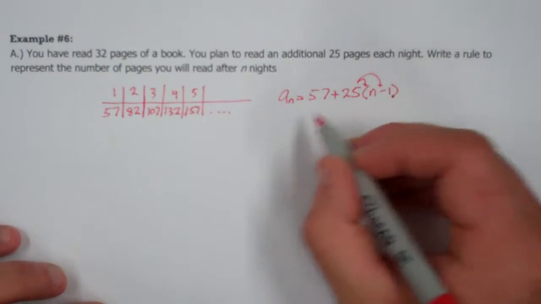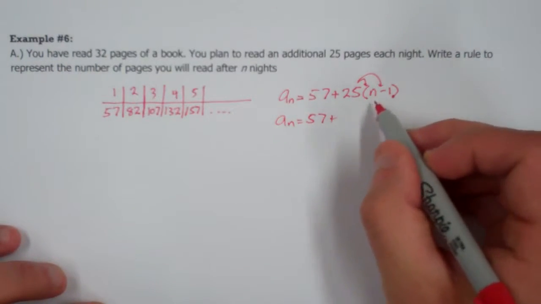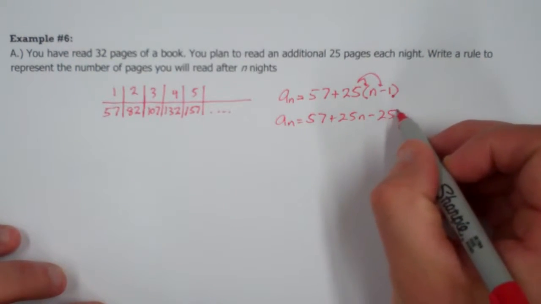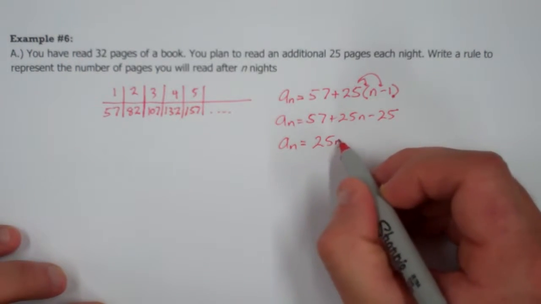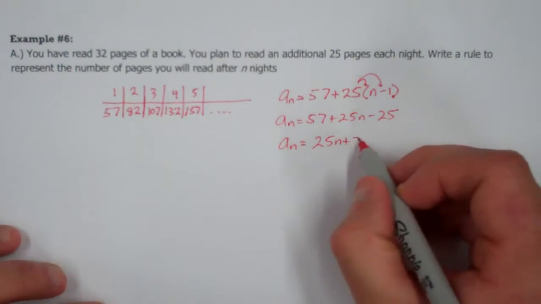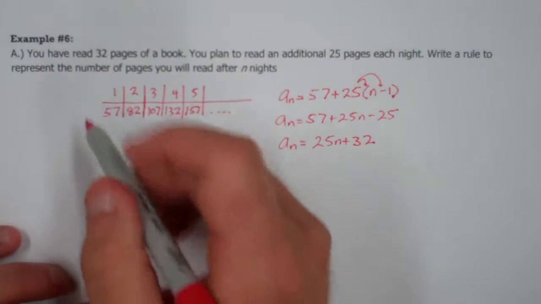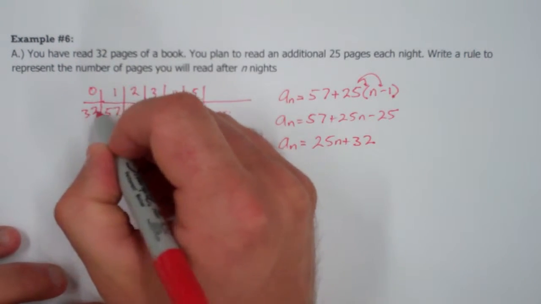We'll do the distributive property to try to clean this up a little bit. The 57 stays 57. 25 times n is 25n. 25 times negative 1 is negative 25. I'll write the 25n first. 57 minus 25 is 32. And actually that 32 would kind of be like the y-intercept. It would be, before you started at all, there would be a 32 there.